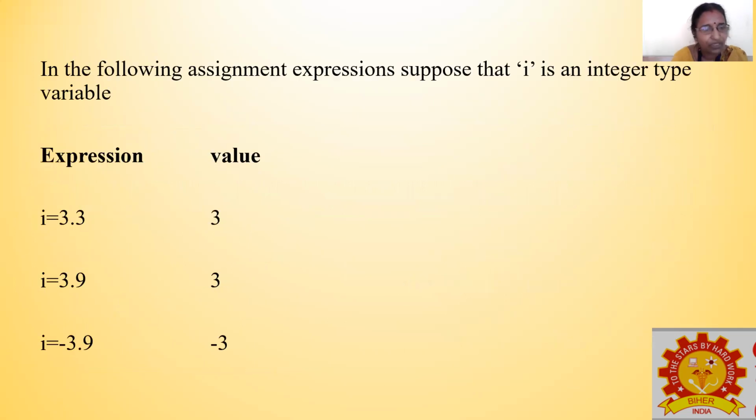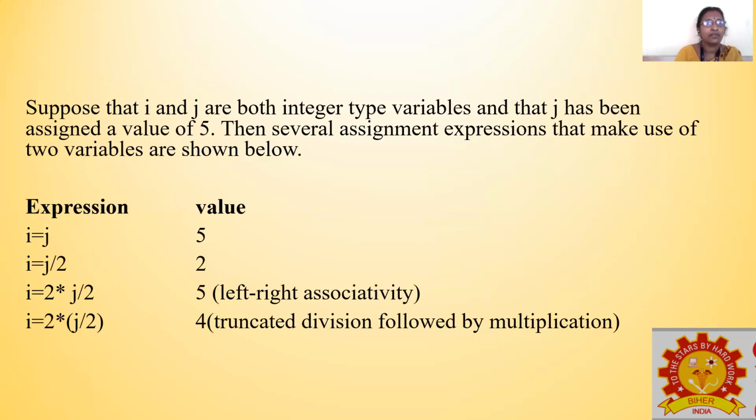For example, i equal to 3.3, where i is an integer. When i is assigned the value 3.3, it will be truncated and the value will be 3. So now i is assigned 3. If it is 3.9, the i value is an integer, so only 3 will be stored. i equal to minus 3.9, so minus 3.9 is truncated and minus 3 is assigned to i.